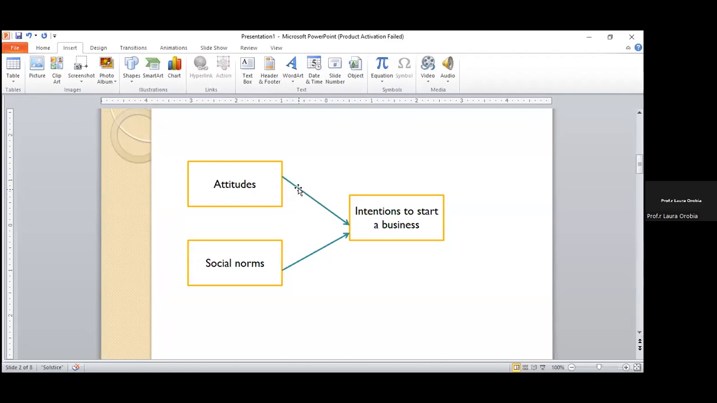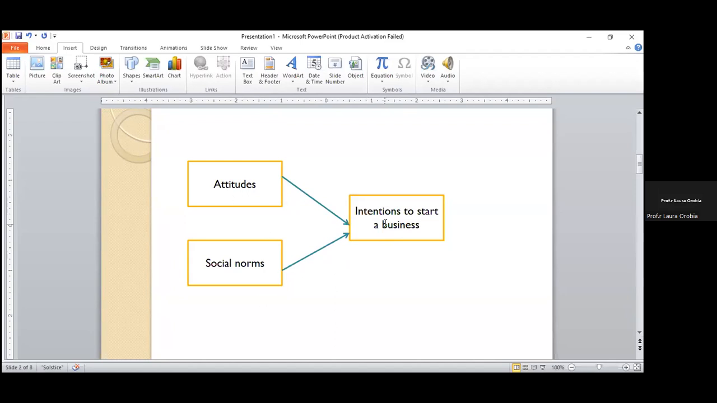The interpretation here, I thought, really was straightforward. Here you're trying to say that there is a relationship between attitude and intention. There's a relationship between social norms and intention to start a business. And this conceptualization comes from the theory of reasoned action. And you can see the concepts here.